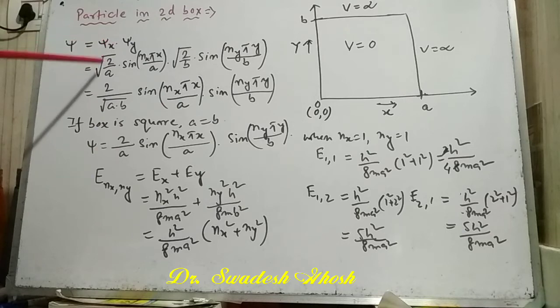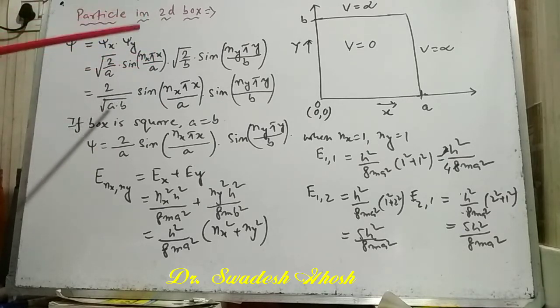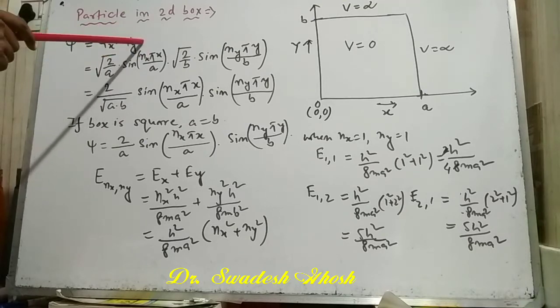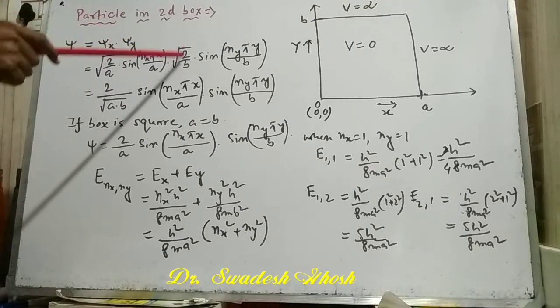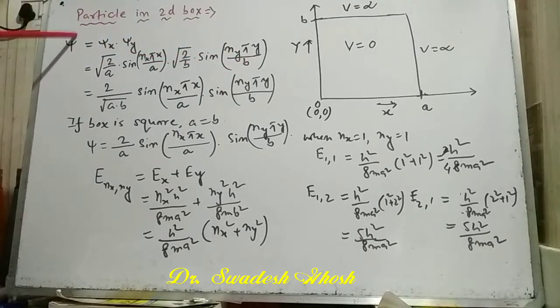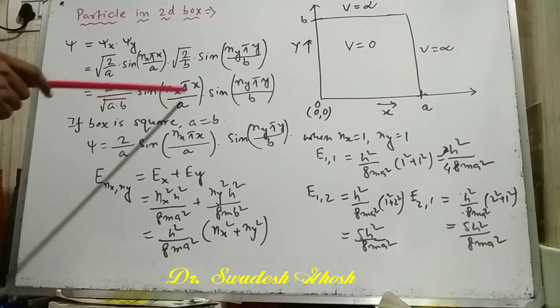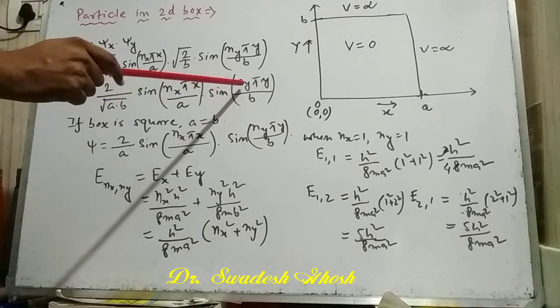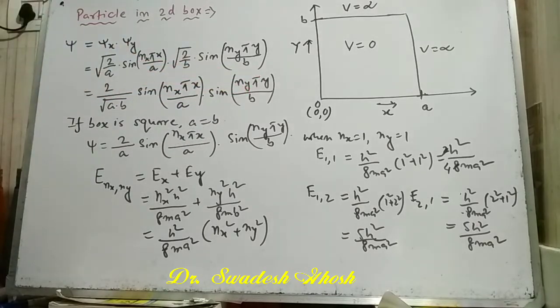So the value of psi x is root 2 by a sine nx pi x by a, and the value of psi y is root 2 by b sine ny pi y by b. Now the total wave function psi equals 2 by root of ab sine nx pi x by a sine ny pi y by b. If we consider the box is square, then a equals b.